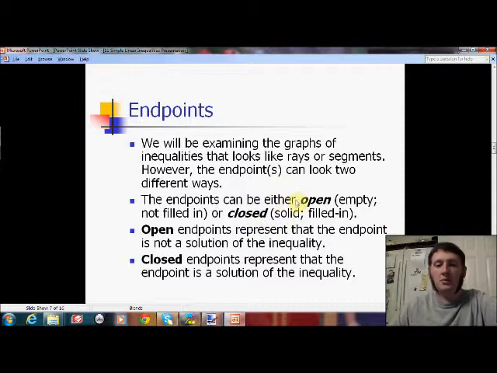And you might remember that open is like empty or not filled in, so this is an open fist. Closed is solid and filled in. This is a closed fist. You use open when the endpoint is not a solution. You use closed when the endpoint is a solution. So open is either going to be a greater than or a less than. Closed is going to be the or equal to's.